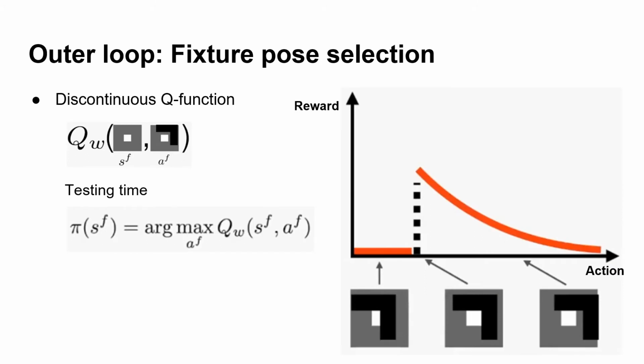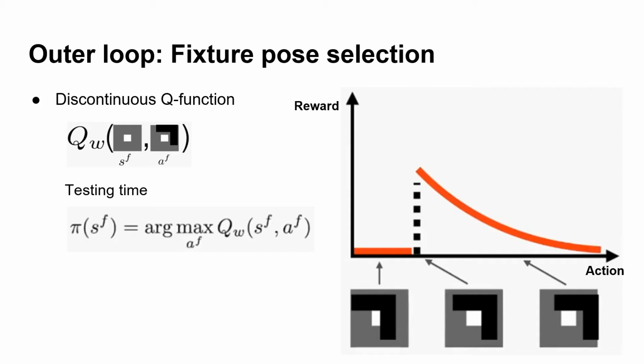Let me give more details on the discontinuous Q function. We approximate the Q function Q_W while trying to learn the Q function. So this basically returns the reward after taking an action A with the depth image as context denoted by S. Once we have this approximation, we can use it at test time to get the action given the context using the formula shown. The problem here is that the Q function that we are trying to estimate is actually discontinuous.